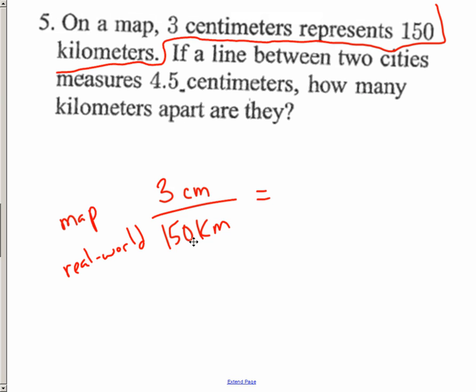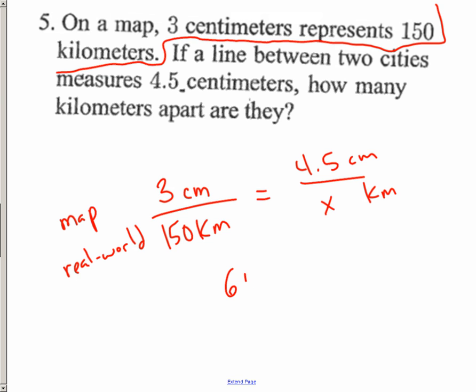And there we go. We've got this linked in. We've got our first ratio for the proportion. Now we need to set up our second ratio. If a line between the two cities measures 4.5 centimeters, well, centimeters is on top, so we should have 4.5 on top. How many kilometers are there? That'll be x kilometers. Now we just have to solve this one.